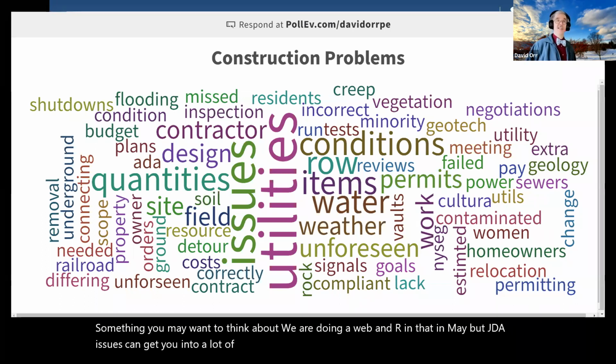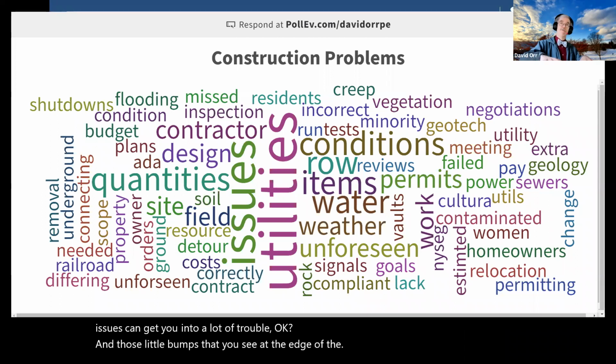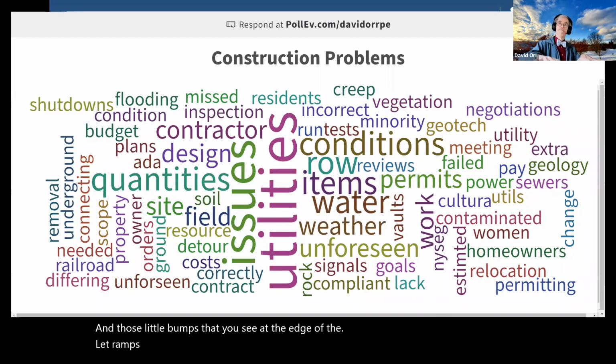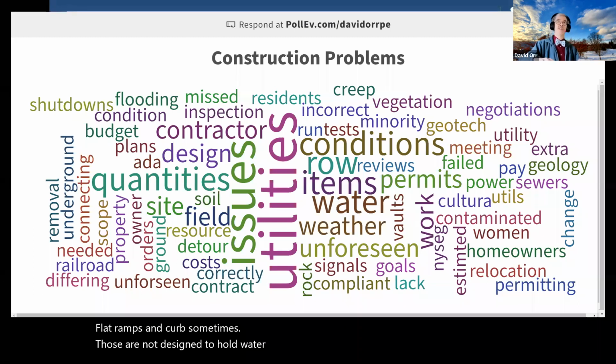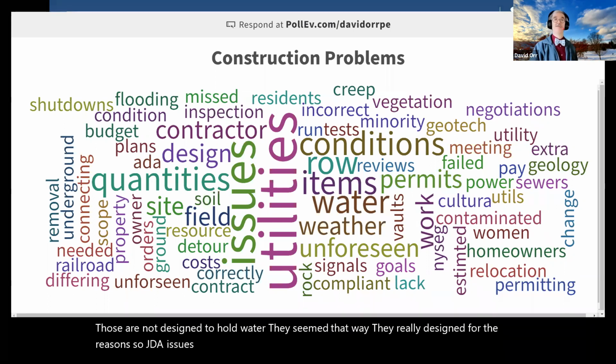Okay. And those little bumps that you see at the edge of the ramps and curbs sometimes, those are not designed to hold water. They seem to be that way, but they're really designed for other reasons. So ADA issues can get us into trouble. So something to think about.